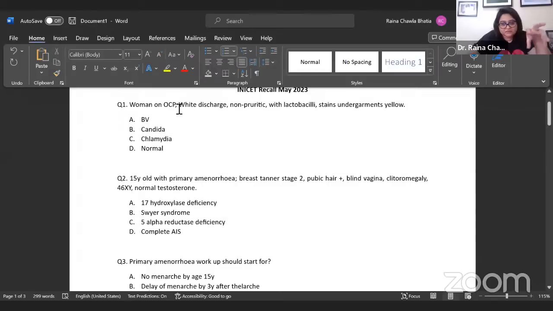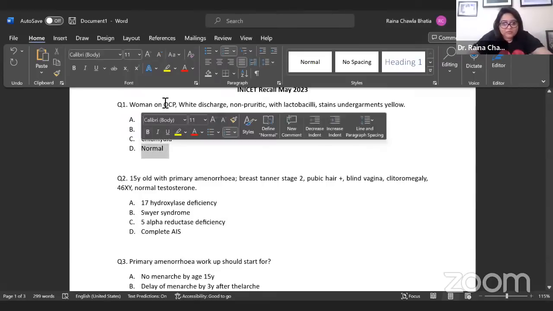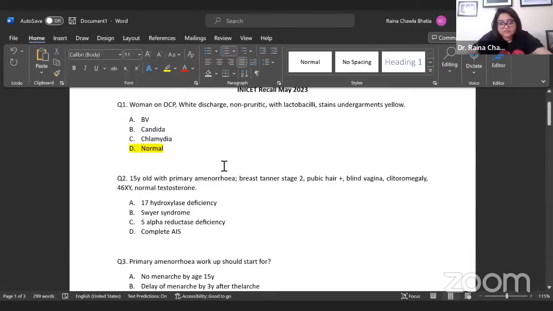So the points which we had were white discharge, non-pruritic, okay, with lactobacilli. So lactobacilli is normally seen in discharge. Okay, I think the pH was also given here, acidic, that's normal pH. Okay, so this is a patient who is on oral contraceptive pills, and this is completely normal discharge. So the answer here would be normal discharge. Don't get confused by staining the undergarments yellow. Okay, so that was the confusing statement here.